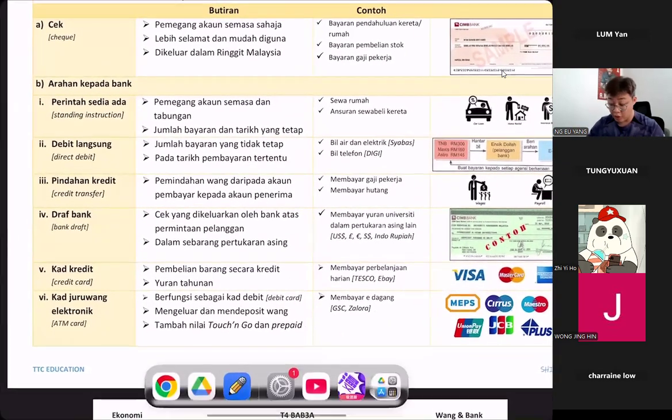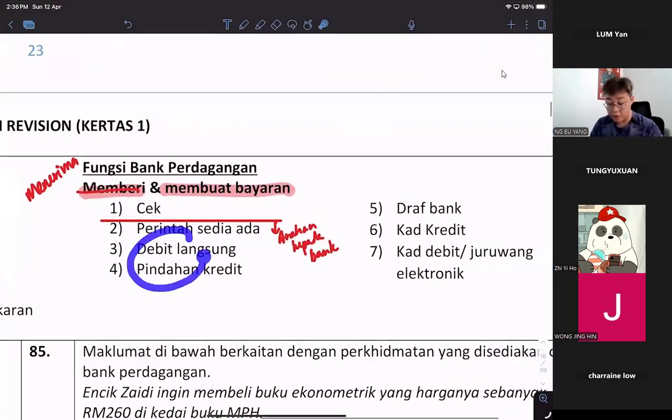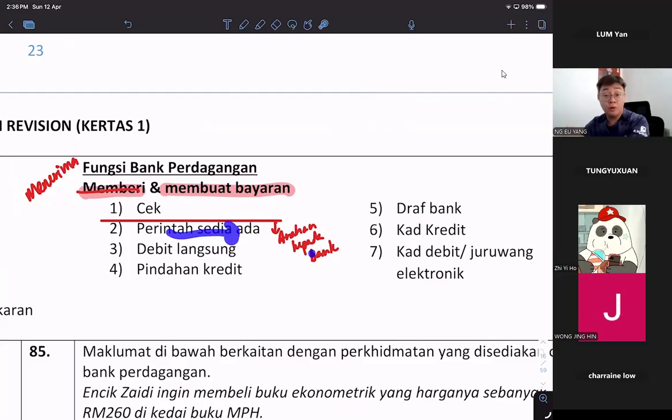Yeah. So how do we differentiate these first 3? So that's why 2, 3, 4, use arrow to determine. So when we are trying to give the sending instructions, perintah sedia ada, it's the first one for the instructions to the bank, which means we are asking the bank to help you with the installment, which every month is almost the same date and the same amount for a long time. So remember we are just going to focus on the first one, which is the amount first. Amount bayaran.